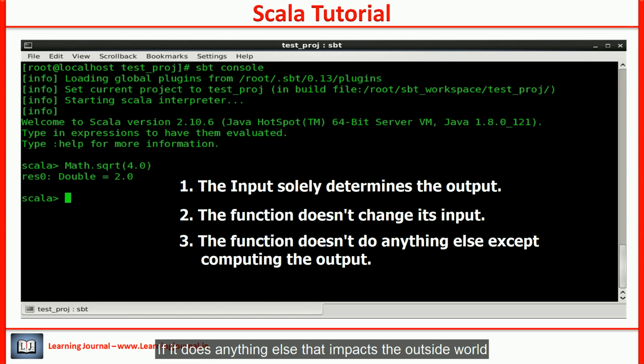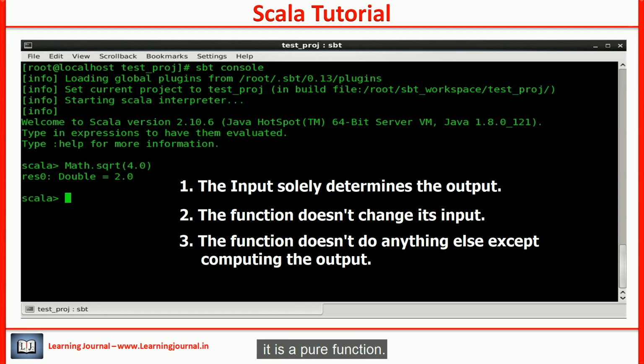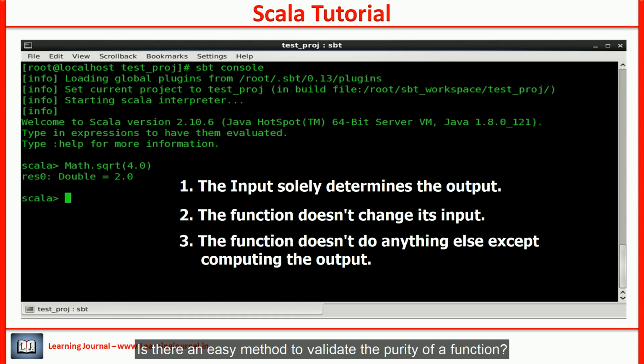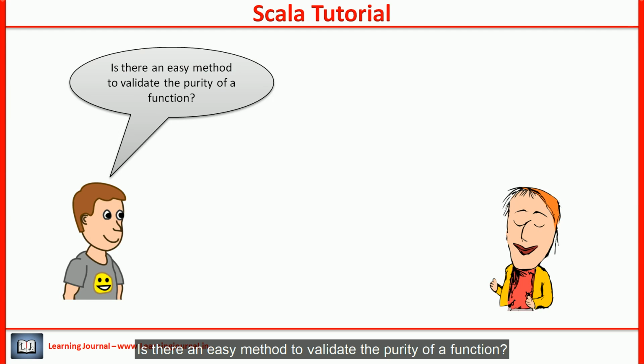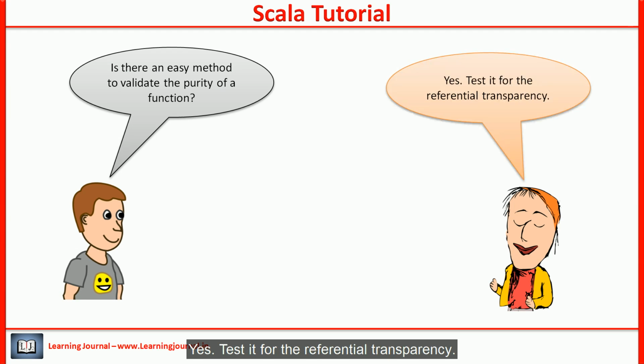No other work. If it does anything else that impacts the outside world or is visible to the outside world, we call it a side effect of the function. A side effect is like doing something other than your primary purpose, right? So a function is pure if it is free from side effects. That's the third quality. That's all. If a function qualifies on these three conditions, it is a pure function. Is there an easy method to validate the purity of a function? Yes, test it for the referential transparency.